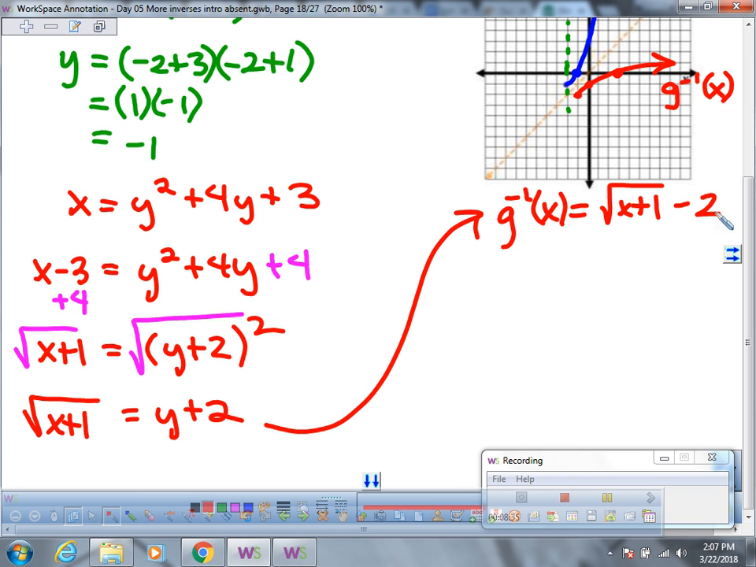So doing the algebra piece basically tells you whether you're right or wrong, right?